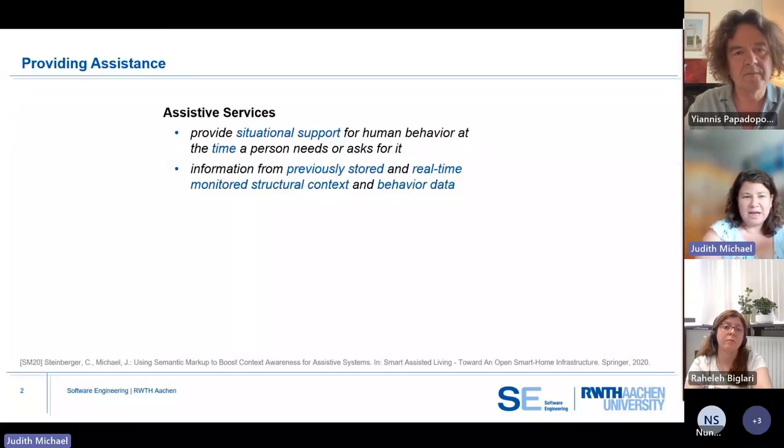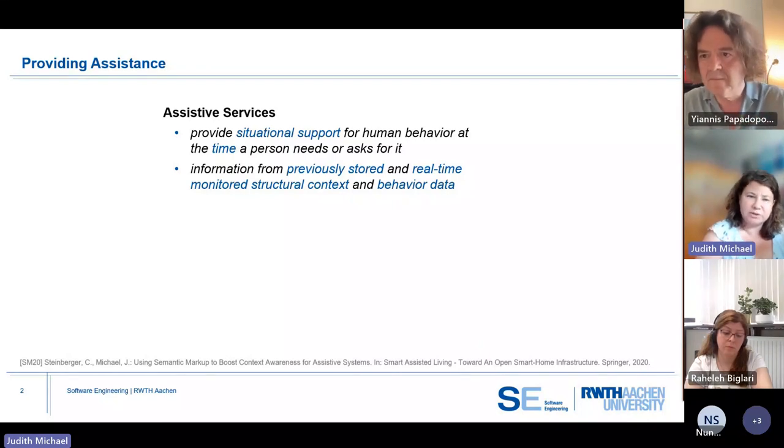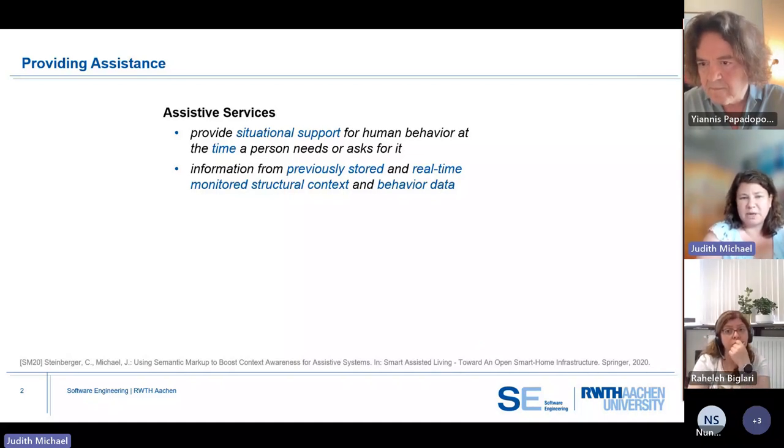Now, if we want to provide assistance, what does this mean? It means that we have to provide situational support for human behavior at a specific time where either the person needs it or the person asks for it. And for providing this support, we use information which is either previously stored, but also information which we have from real-time monitored structural context, as well as behavior data about a person and the behavior of this person.